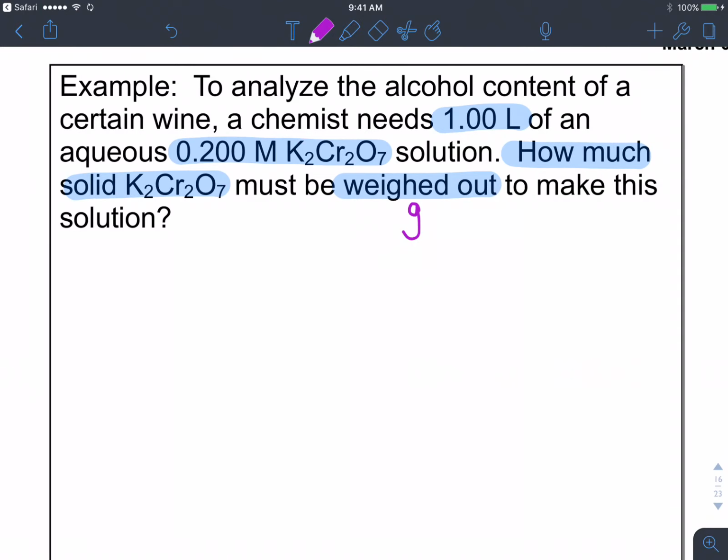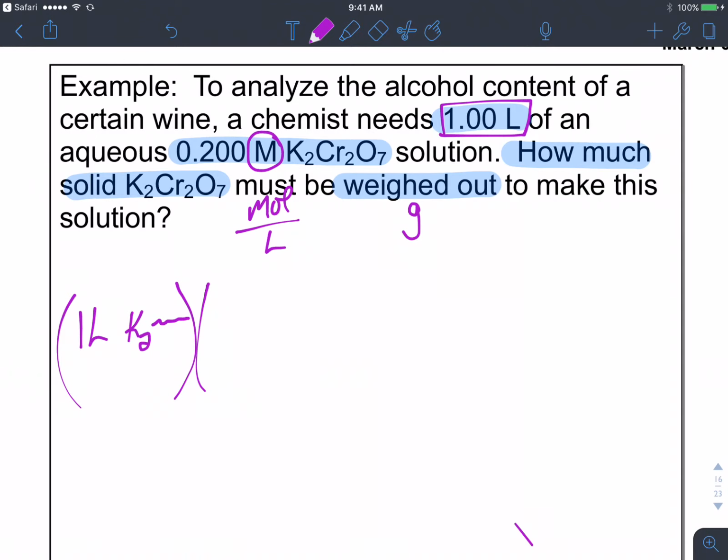So the first thing we're going to want to do is start with whatever given is not a conversion factor. So recall from our previous video that molarity is a conversion factor. It's in moles per liter. So we don't talk about molarity in terms of a given. We talk about it as a conversion factor. So the only given in this problem is the 1 liter of the solution. So we're going to start with 1 liter of the K2Cr2O7. By all means, feel free to abbreviate things like that because I know it gets a little bit tedious to write the K2Cr2O7.